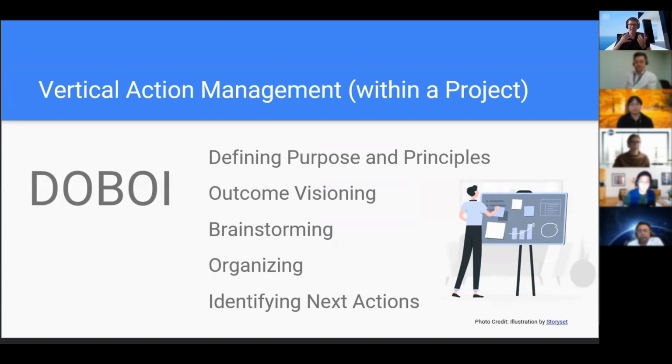What is the desired outcome of the project? The next step would be to brainstorm all the possible actions that need to be done for this project, and then organizing those actions into a structure that makes sense for you. And then finally, identifying what is the next action that you can actually take to move that project forward. These 5 steps are part of Getting Things Done process, which is a wonderful book by David Allen.